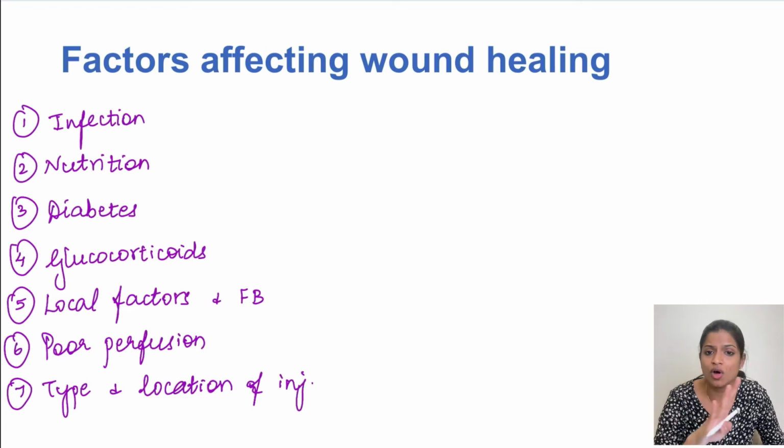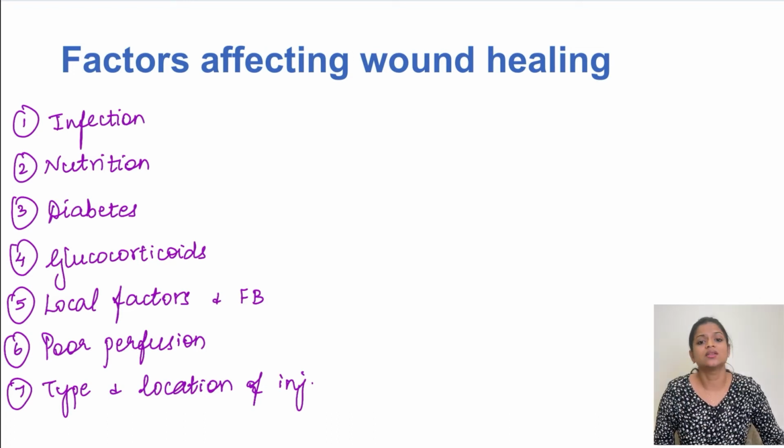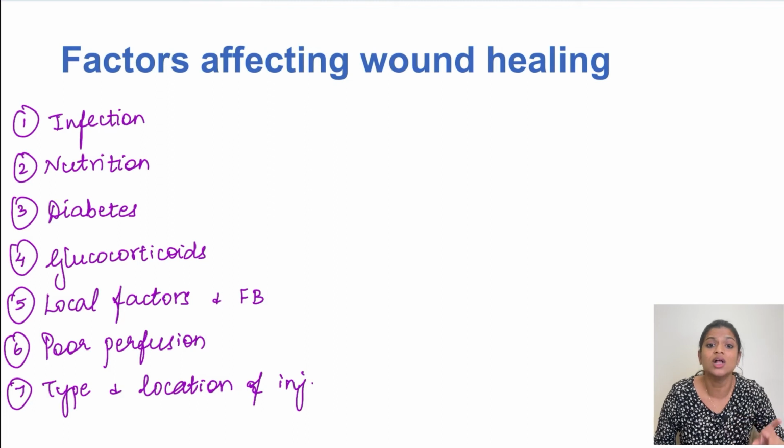The most important cause of delayed wound healing is infection. Other than that, the nutrition status of the patient. Example, vitamin C deficiency. Vitamin C is responsible for collagen formation. So if collagen is not there, obviously scar is not going to form and the wound will be defective. The scar formation will be defective.